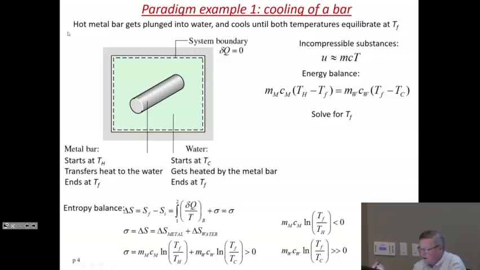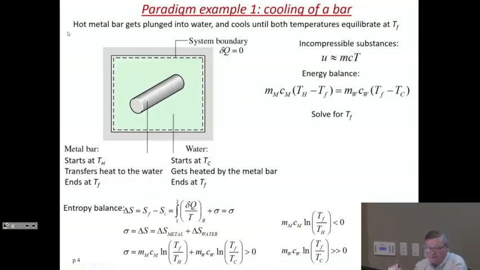Well, from the energy balance, we can calculate the final temperature, T final. So m_M c_M (T hot minus T cold) is the internal energy that comes from the metal, and then m_W c_W (T final minus T cold) is the internal energy that comes from the water. Remember, both are incompressible, so internal energy is just mass times specific heat times temperature. And specific heat doesn't depend on whether you're at constant volume or constant pressure, it's just a given value. So this can be solved for T final.